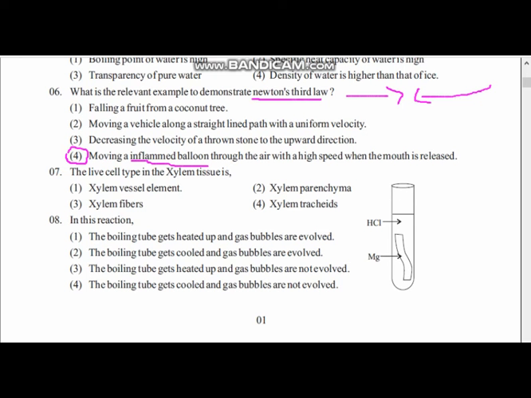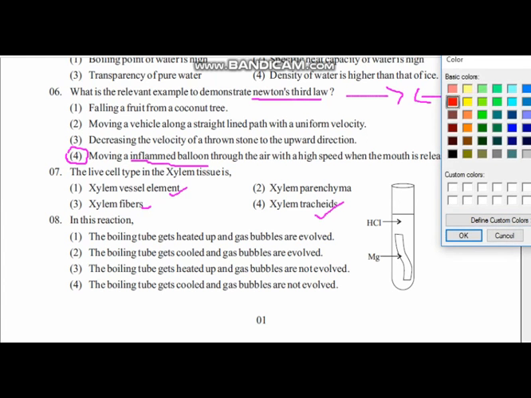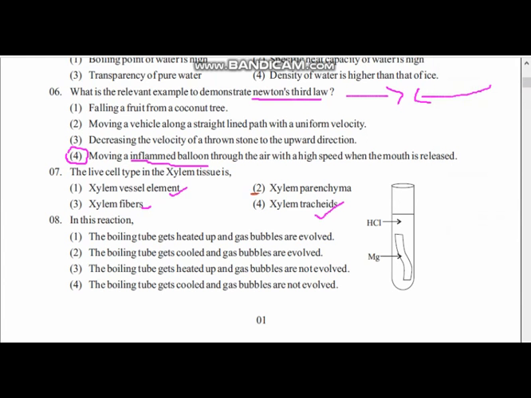Then the seventh one, the live cell type in xylem tissue. In xylem tissue, xylem vessel elements, xylem fibers and xylem tracheids are dead cells. So the live one is xylem parenchyma.